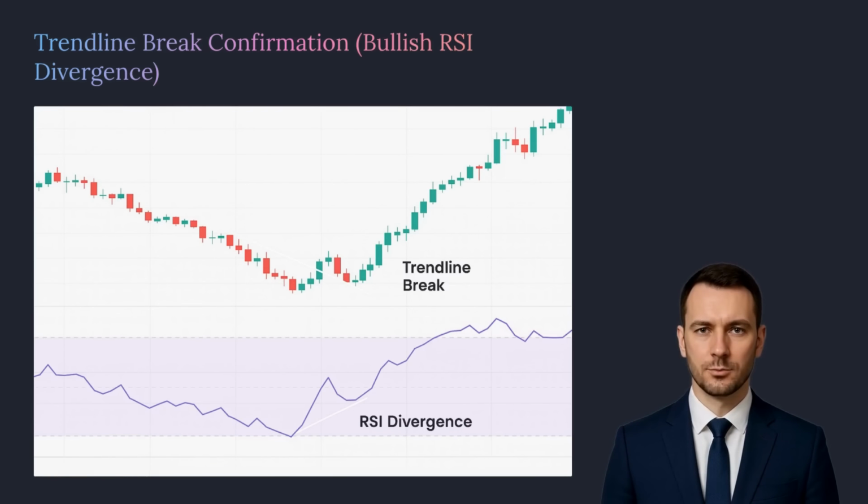direction. For example, in a downtrend with bullish RSI divergence, you'd draw a downward sloping line above price. A break above that line, especially with a decisive candle close, confirms buyers are seizing control. A trendline break is clear visual evidence of a trend shift.